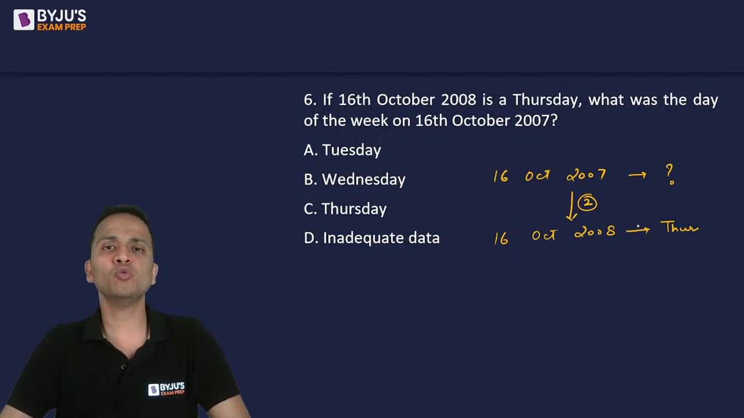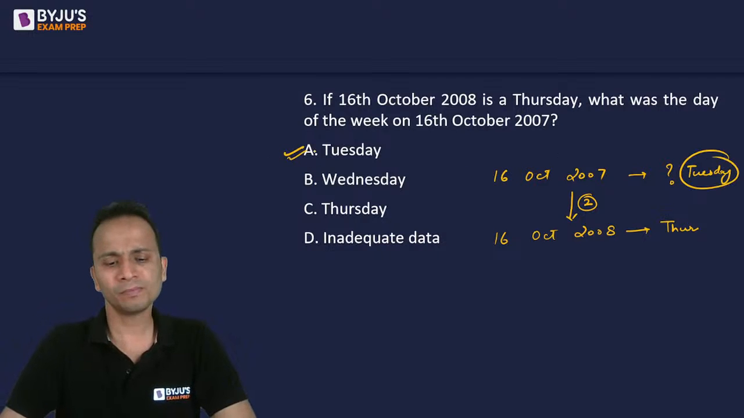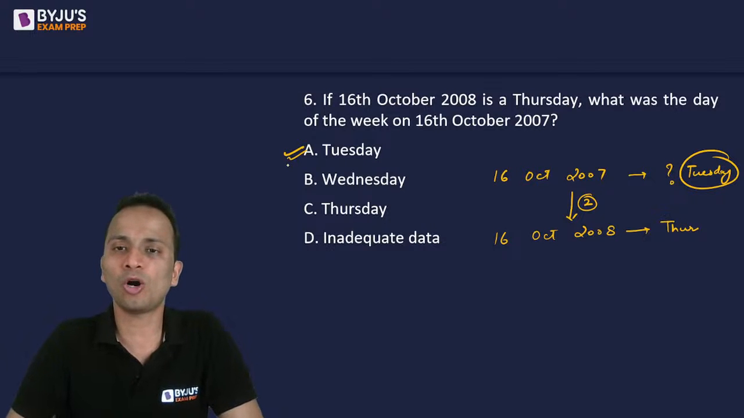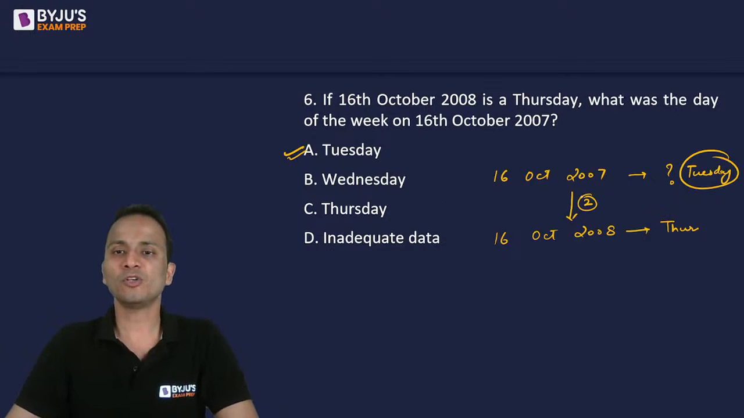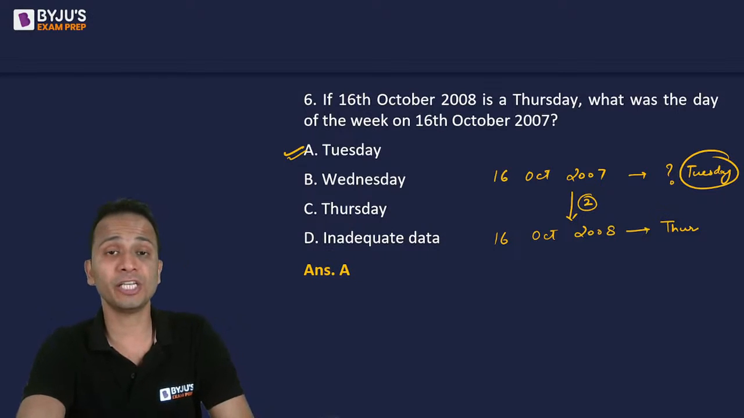So Thursday में से 2 minus कर देंगे. Thursday minus 2 will be a Tuesday. So the correct answer for this question will be a Tuesday. So this question is simply based on finding the number of odd days. Okay. So leap year effect 2 odd days होंगे. So Thursday में से 2 minus कर दिया. The correct answer is a Tuesday. Option A is the correct answer, certainly.